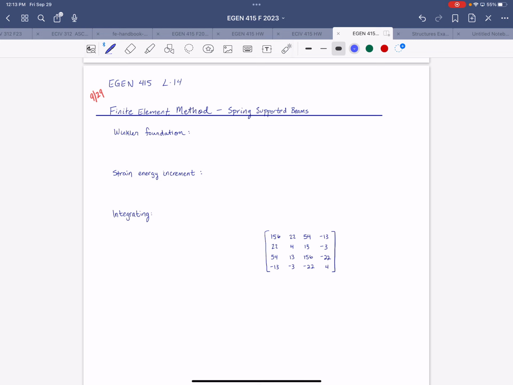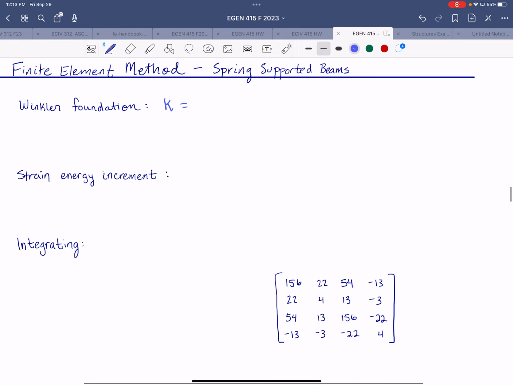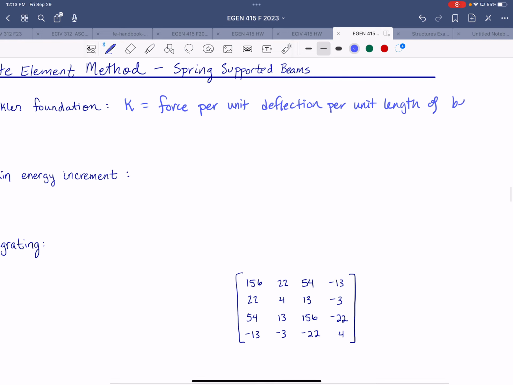So we'll start by talking about the Winkler foundation. And remember from before, we defined the Winkler foundation stiffness K as the force per unit deflection per unit length of the beam. And we call that the Winkler foundation modulus.